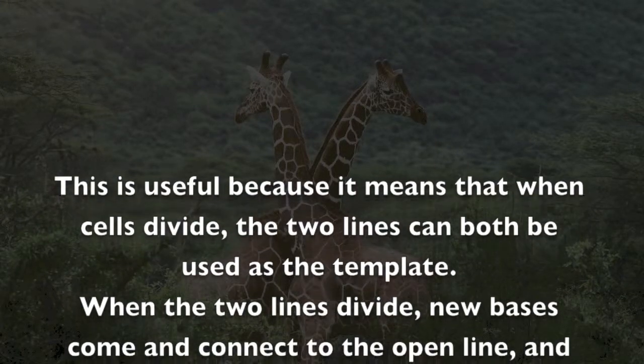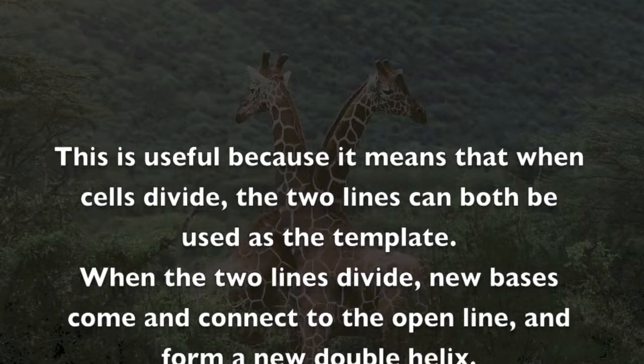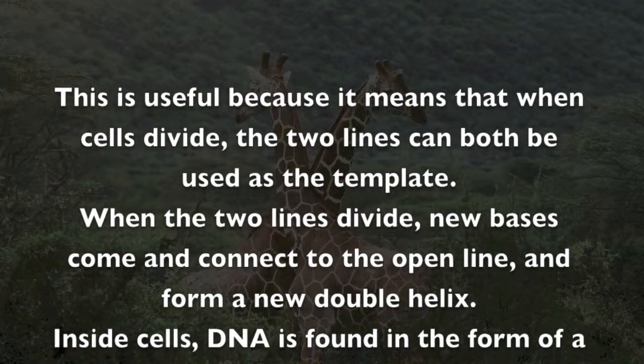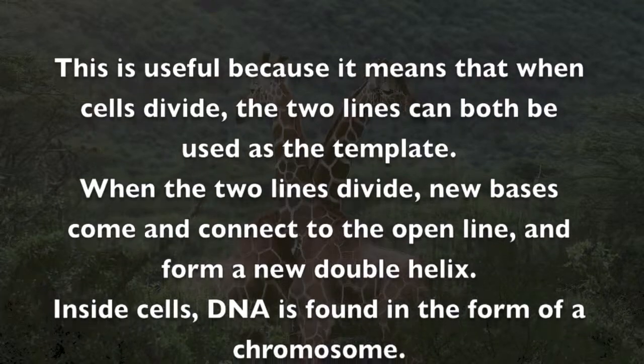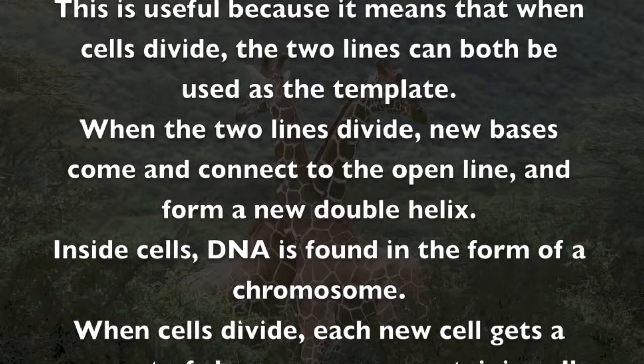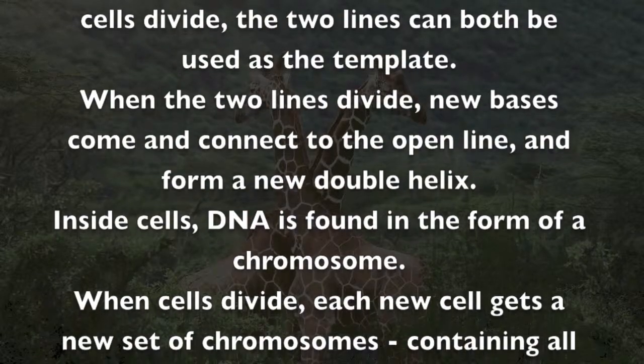This is useful because it means that when cells divide, the 2 lines can both be used as the template. When the 2 lines divide, new bases come and connect to the open line and form a new double helix.